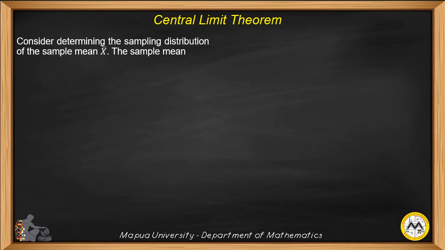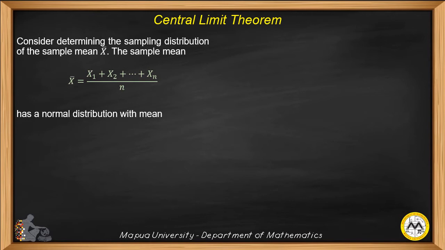So consider determining the sampling distribution of the sample mean X bar. How do we compute the sample mean? It would just be the sum of all the possible values of X divided by the number of data in the sample. So that would be X1 plus X2 plus X3 and so on, divided by n. So we add, divided by the number of data.